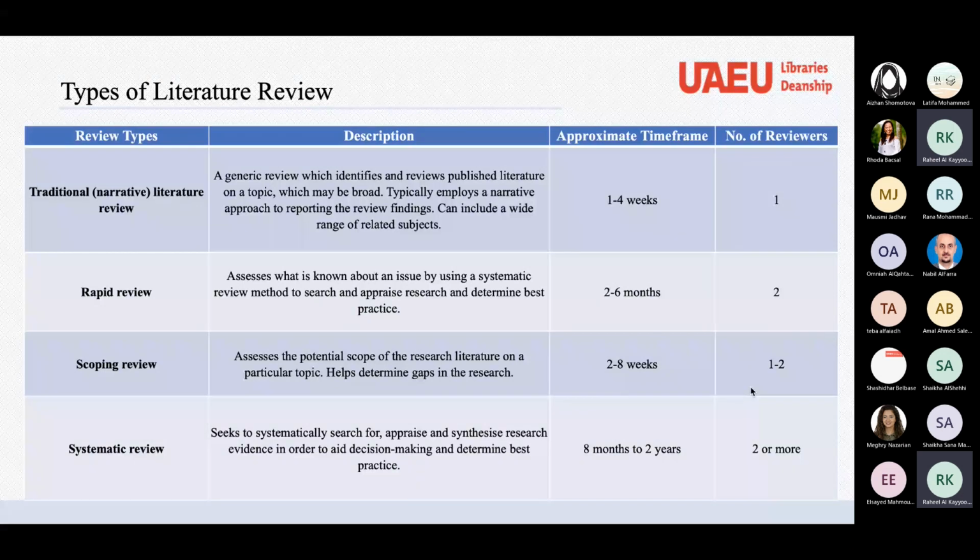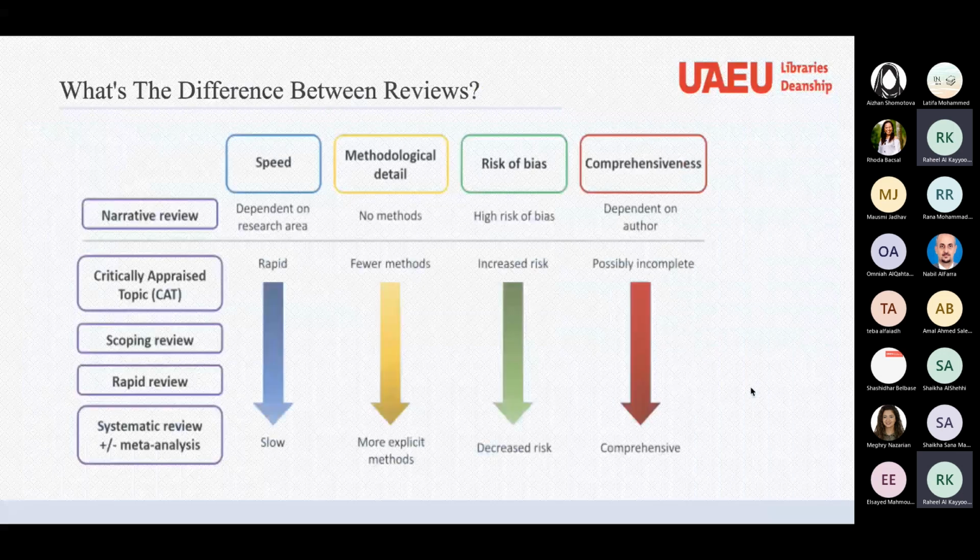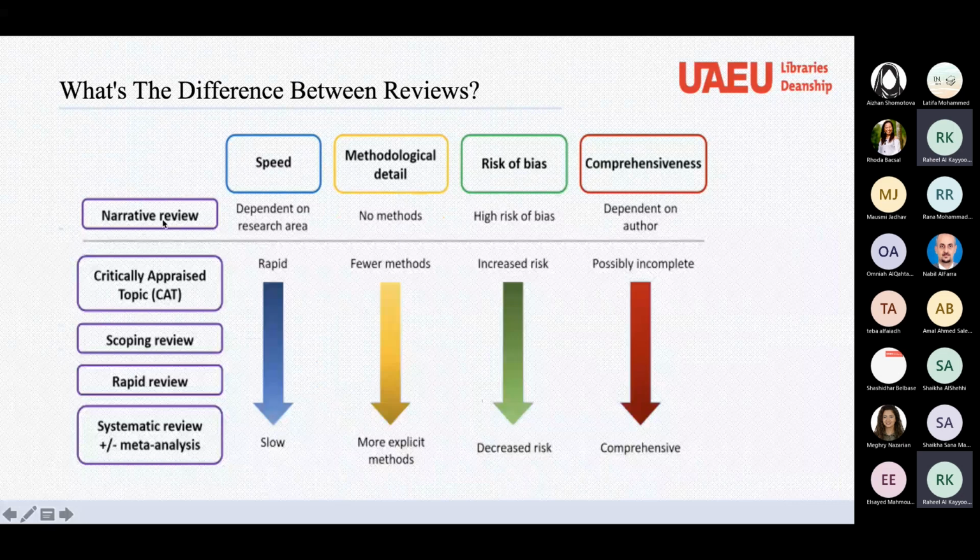Okay, if we jump into the figure, you will see how it makes things easier, and the figure shows the differences between reviews in terms of speed, methodological detail, risk of bias, and comprehensiveness. And the types of literature review we'll see are the narrative or traditional, scoping, rapid, and systematic review. So the traditional one, speed depends on the research area. It doesn't take more than 4 weeks.